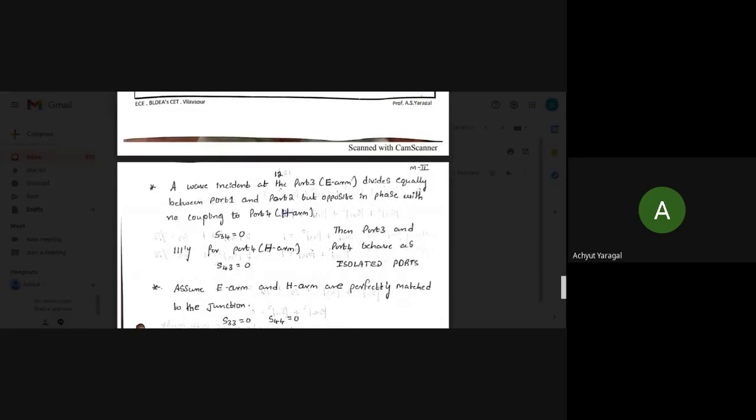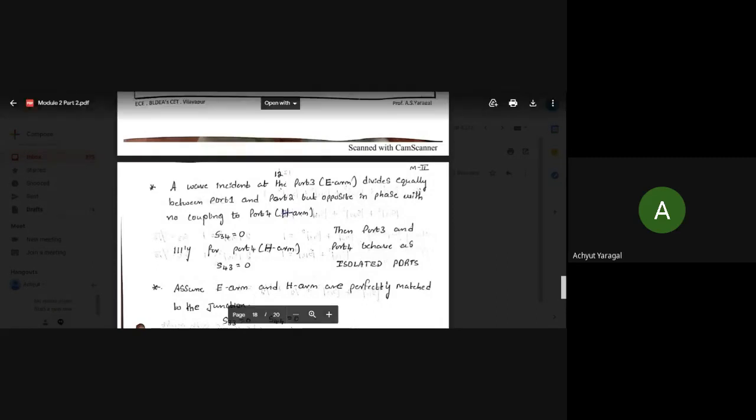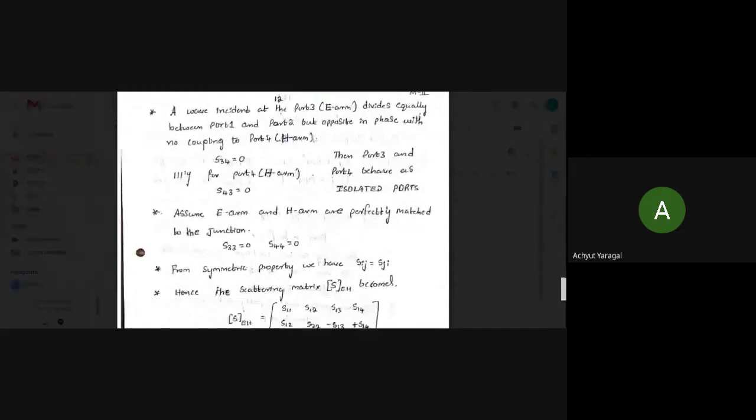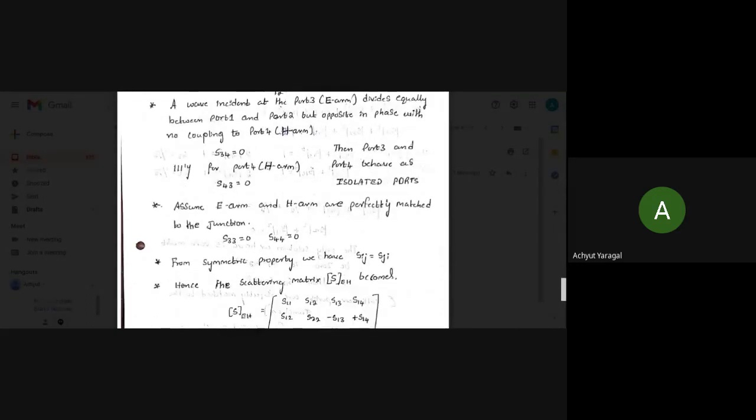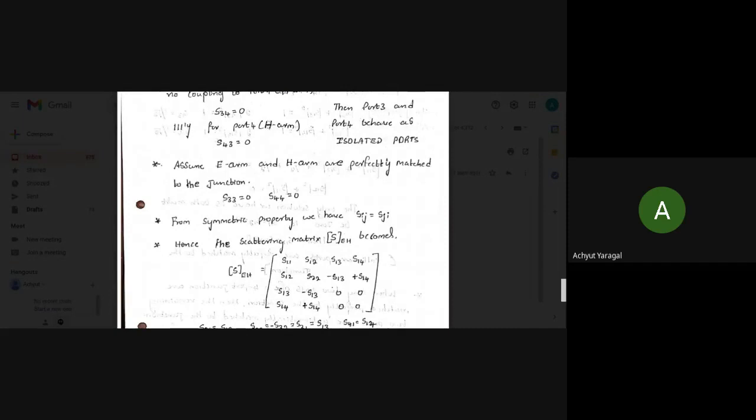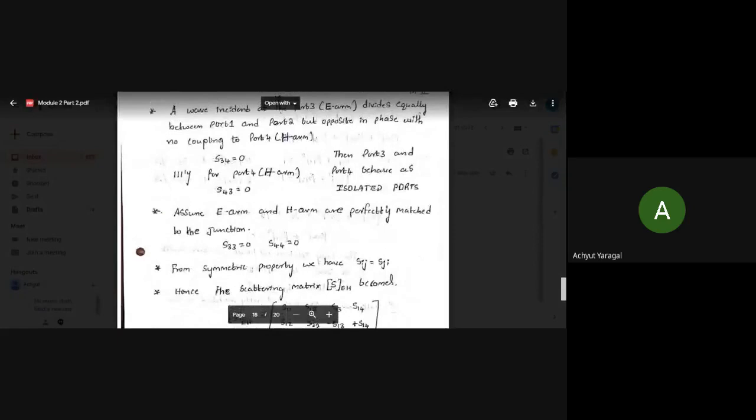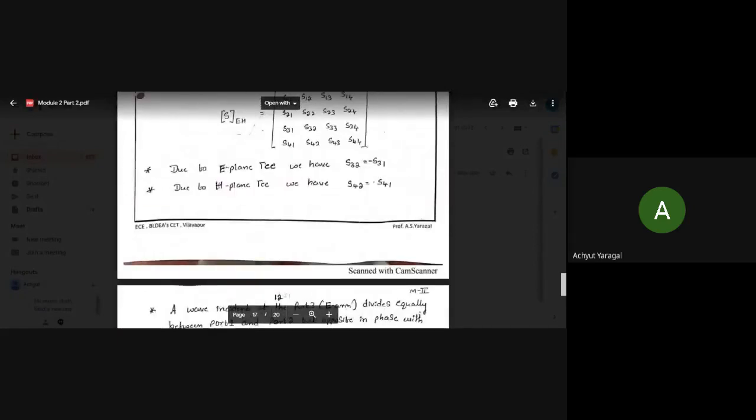So this is again S34 and S43 equal to 0. Then if we assume that our H arm and E arm are perfectly matched, then S33 and S44 are equal to 0. And again the symmetry property: Sij is equal to Sji. Using all these conditions, remember the first one is due to the E plane, the second one the H plane, the third one is the isolated port, the fourth one is perfectly matched, and symmetry.